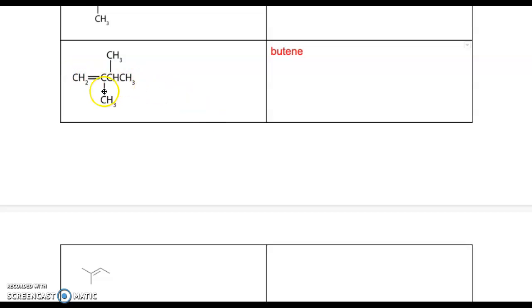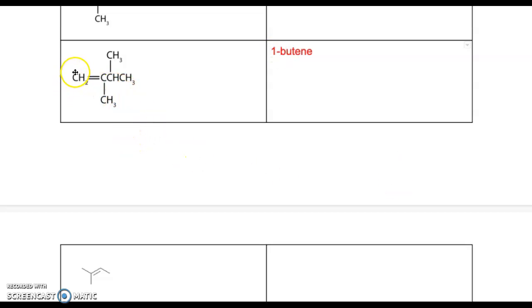Then we have to specify at what carbon the double bond is. So it starts at the first carbon, right? It is attached to your first carbon. So you specify that it's at the first carbon. And then don't forget about our methyl groups. Here's one carbon and here's one carbon, right? That do not belong in our parent chain. They're just attached to different carbons. We have to make sure we include them as well.